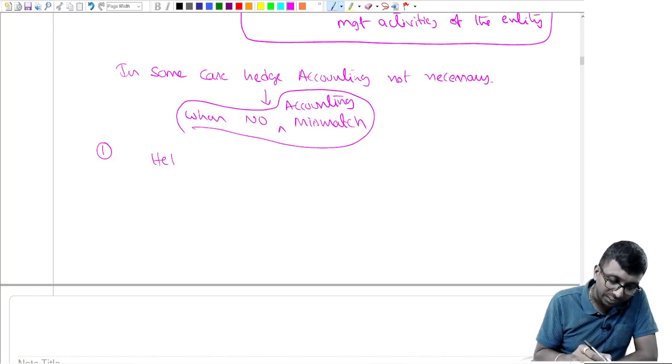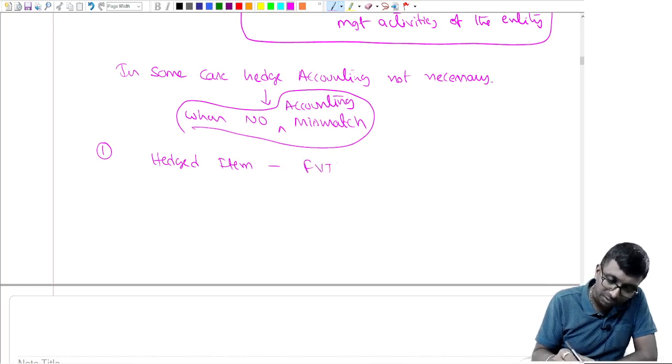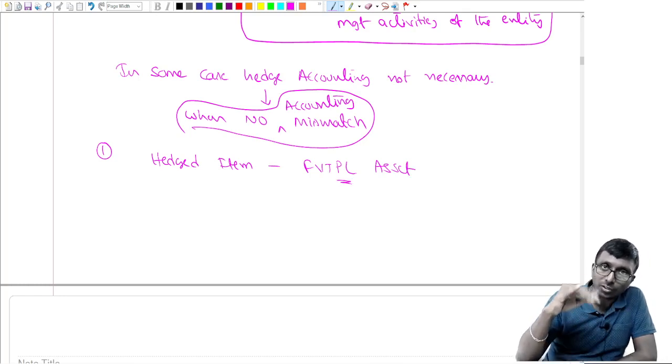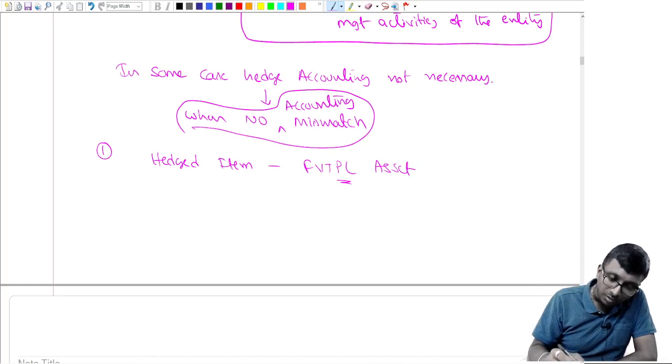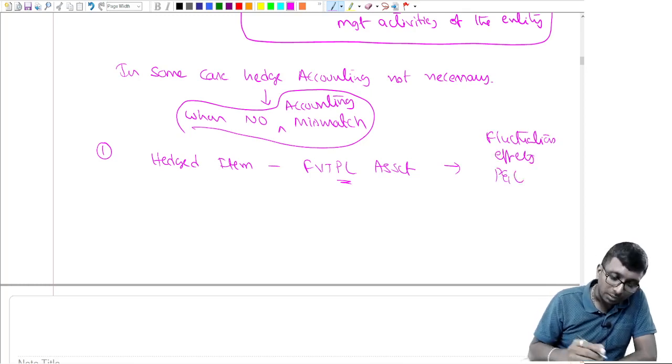A is the hedged item. The hedged item is an FVTPL asset. So the gain or loss of fair value fluctuation goes to P&L. The fluctuation affects P&L. Done.